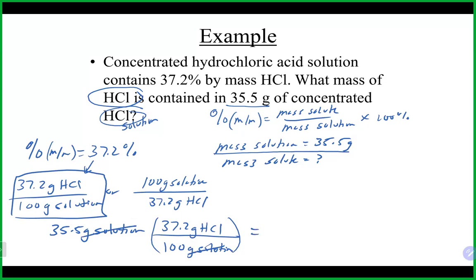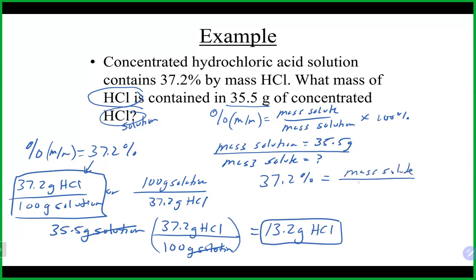And we will end up with 35.5 times 37.2 divided by 100, which gives us 13.2 grams of HCl in this case. Obviously, you could also plug and chug into the formula, which would be 37.2% equals the mass of our solute divided by our 35.5 grams times 100%. And you would essentially be doing the same math, right? So whichever way you want to do it, you would multiply the 35.5 to the other side and divide by 100, which is basically how we did it with our dimensional analysis.